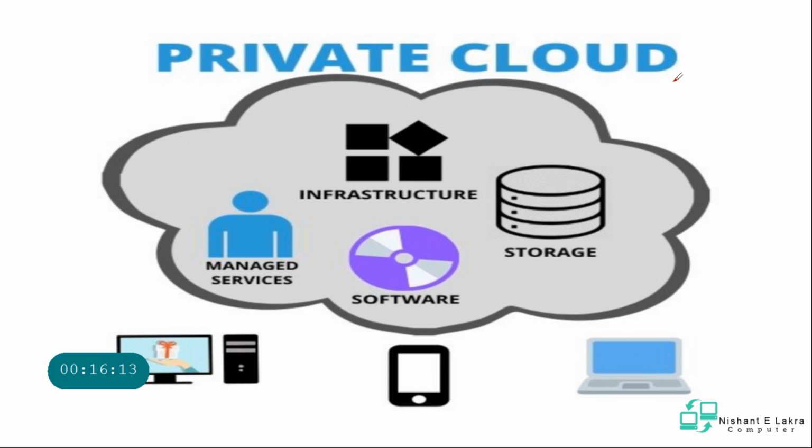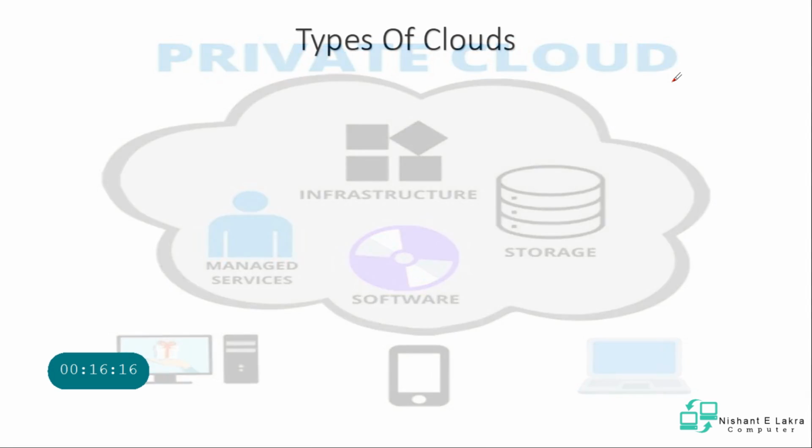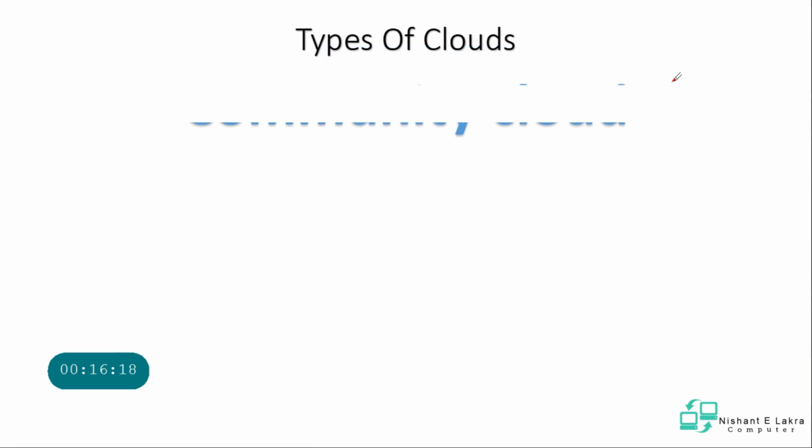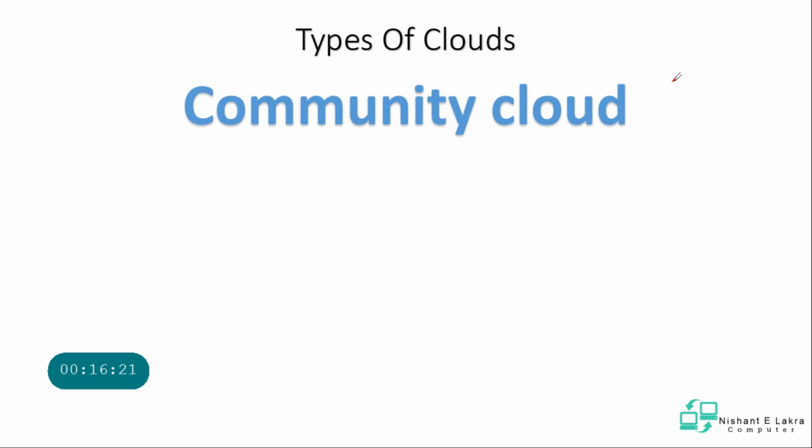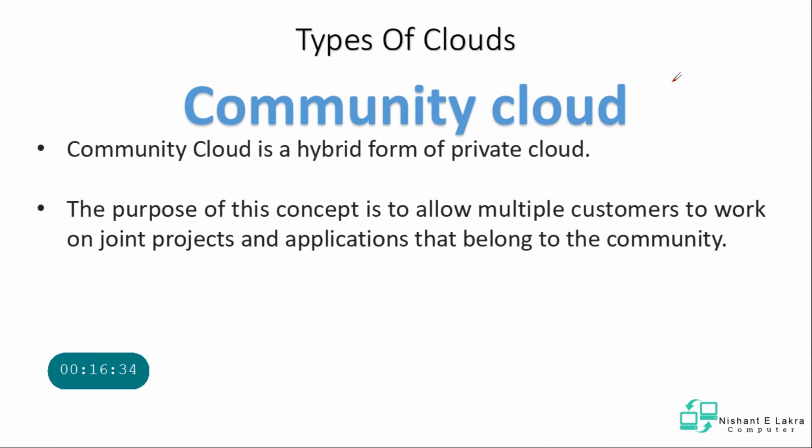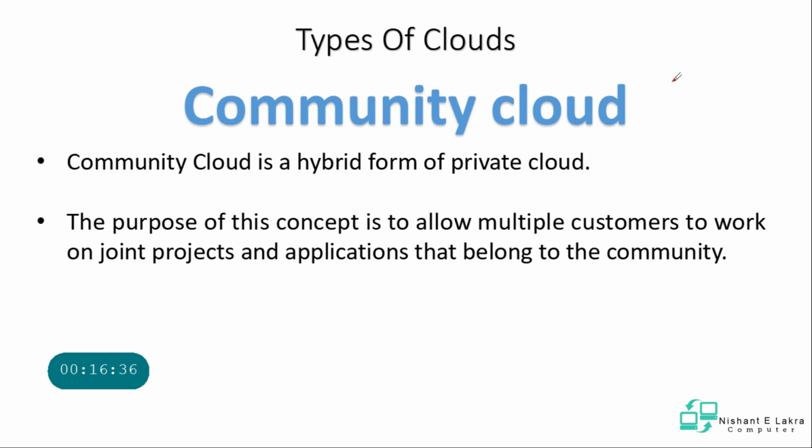Now let us see the third type of cloud, which is community cloud. I'm sure that by listening to the word community, you know what kind of service it provides. Community cloud is a hybrid form of private cloud. We have already talked about private cloud, and after this we'll be talking about hybrid cloud. For now, just remember that the community cloud is a hybrid form of private cloud.